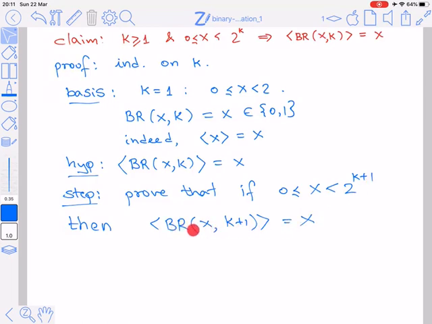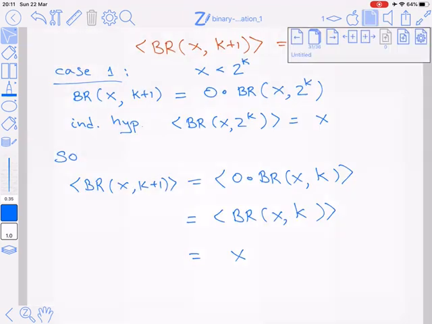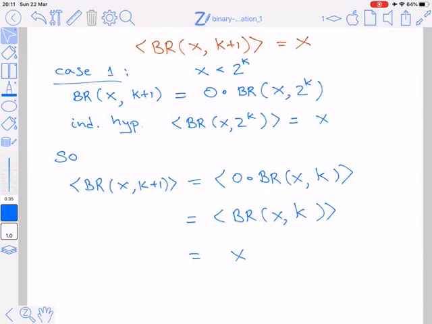Namely, that the output of the algorithm for x and k plus 1 equals x if x is between 0 and strictly less than 2 to the power of k plus 1. The proof proceeds in two cases. First case is that x is less than 2 to the power of k. If x is less than 2 to the power of k, then the algorithm with parameters x and k plus 1 sets the most significant bit to 0 and applies the algorithm recursively with the same x but with k instead of k plus 1.